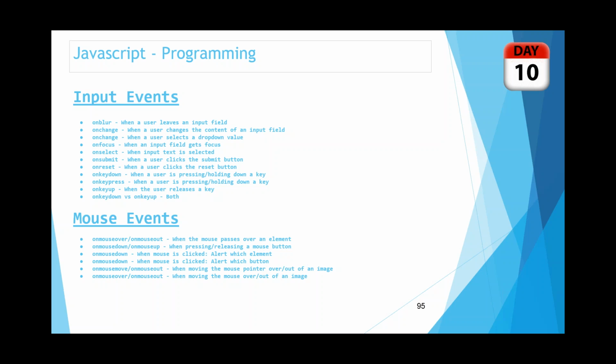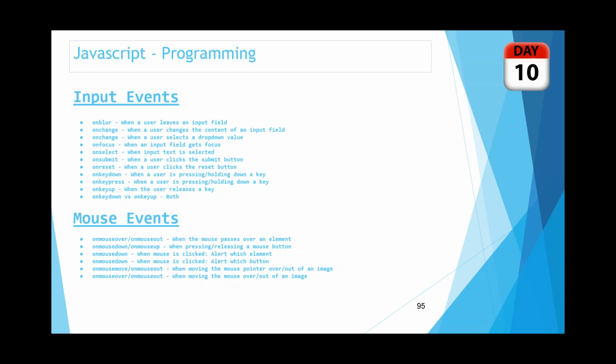And key press means when you are pressing this key, that key press event will be fired. Both key down and key press, there is not much difference, both execute on the same action. On key up means once you pressed a particular letter or key on your keyboard and you released it, right after that the on key up event will be fired. So key down versus key up are different: one is when you press down, one is when you release it.